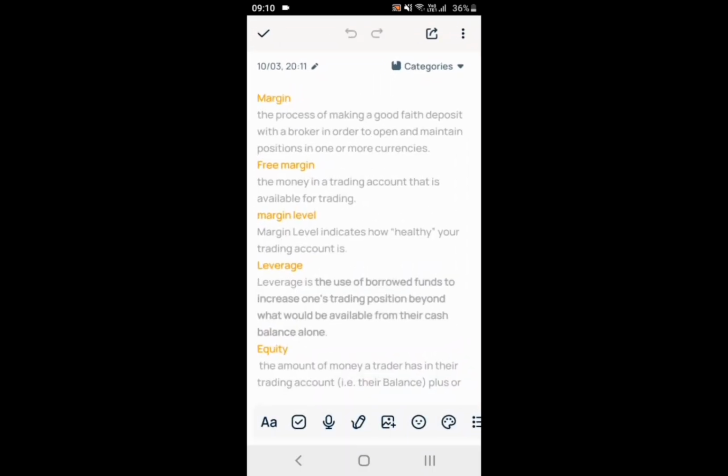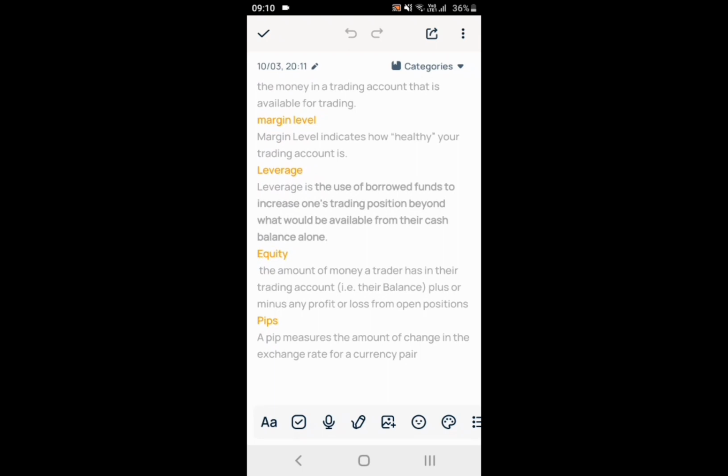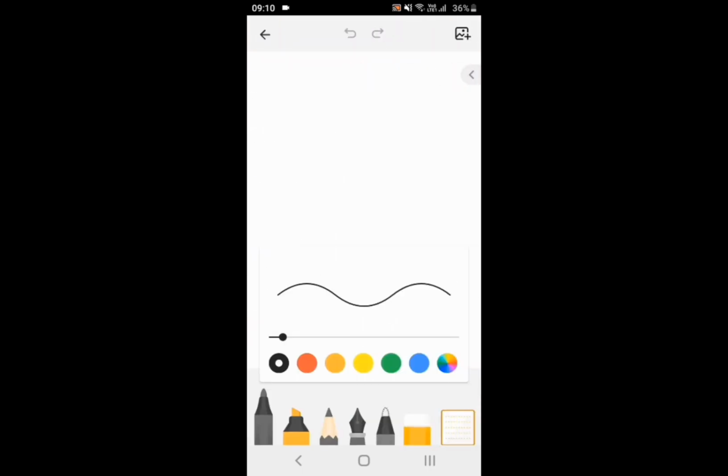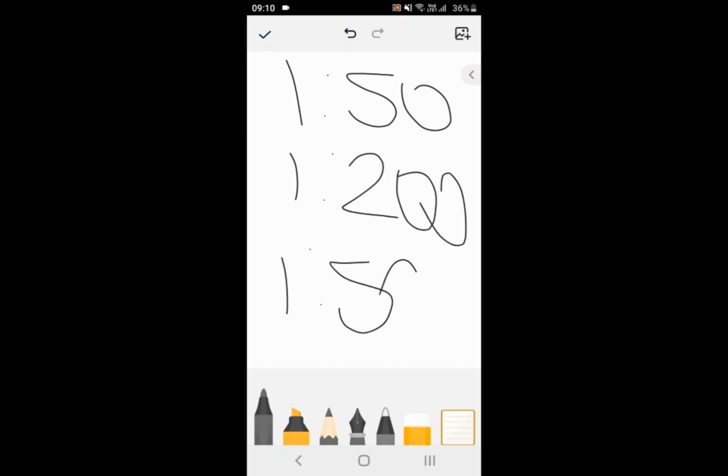Leverage is the use of borrowed funds to increase one's trading positions beyond what would be available for their cash balance alone. So basically, think of leverage as a tool to increase your buying power. So you have multiple leverage options. Let me just give you a few examples. You have your 1 to 50, 1 to 200, 1 to 500, and the list goes on.